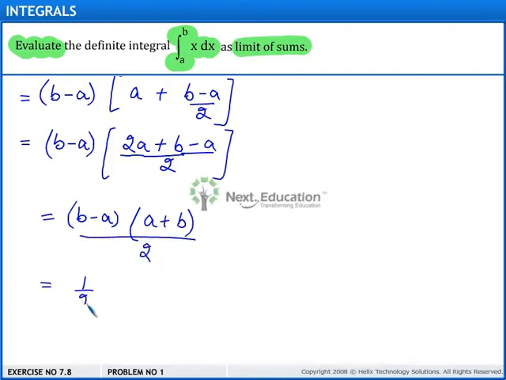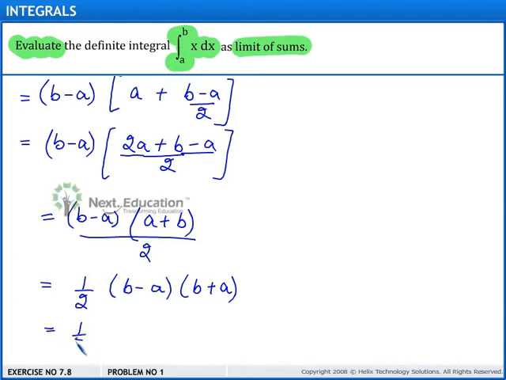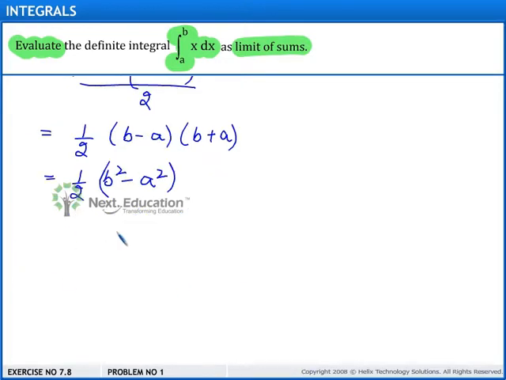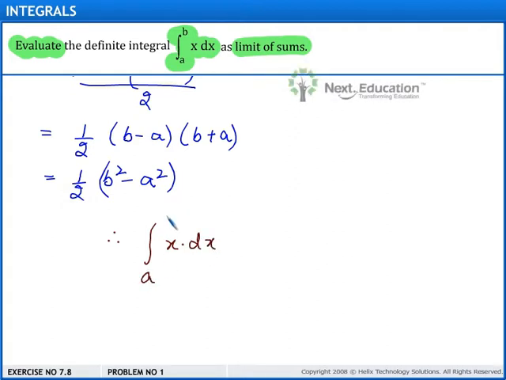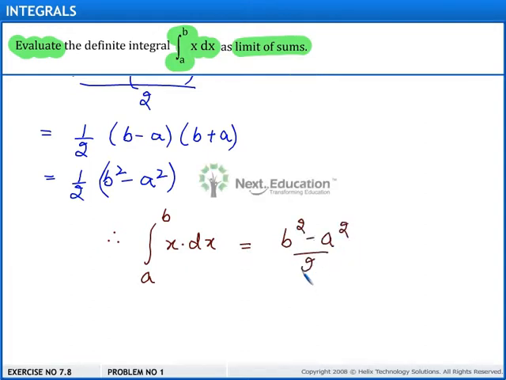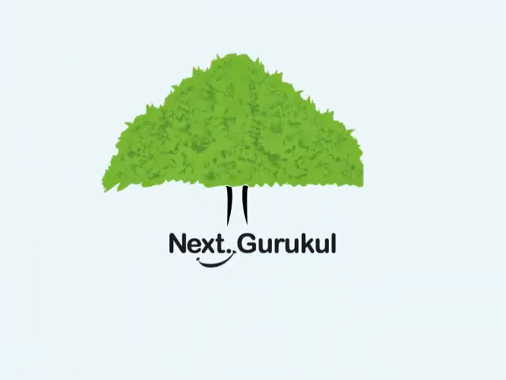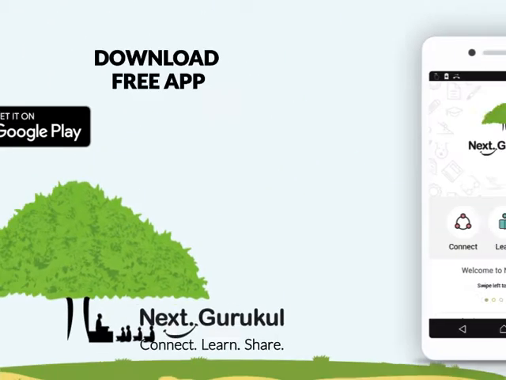So we can write this as 1 upon 2 into (b minus a) into (b plus a). And this is equal to half (b square minus a square). Therefore, the integral of x dx from a to b as the limit of sum is given by (b square minus a square) upon 2. This completes the solution.